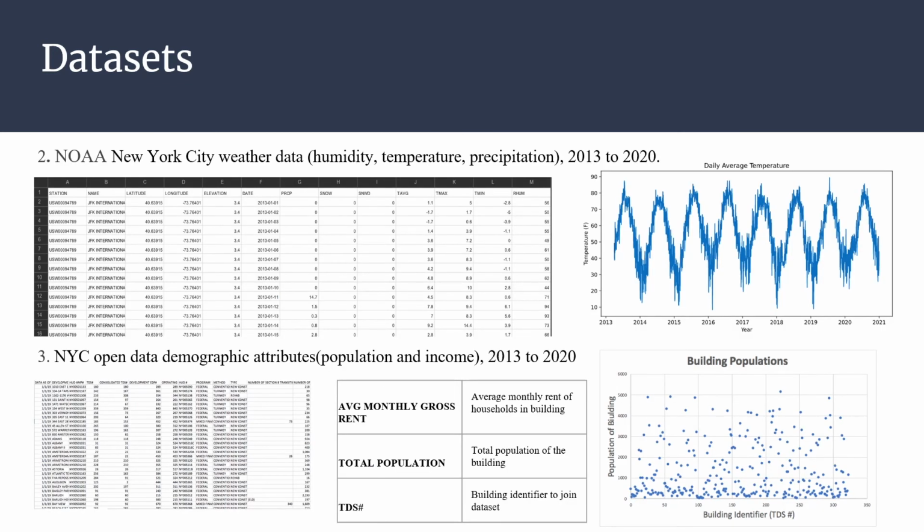Our second main data set that we'll be working with is the weather data in New York City from 2013 to 2020. So this includes information on the precipitation as well as temperature ranges and the relative humidity. The last data set that we'll be working with is the demographic data according to New York City. So this will include the population and the income.